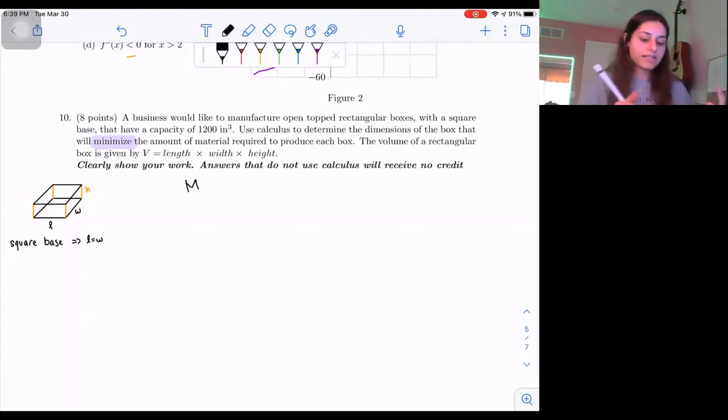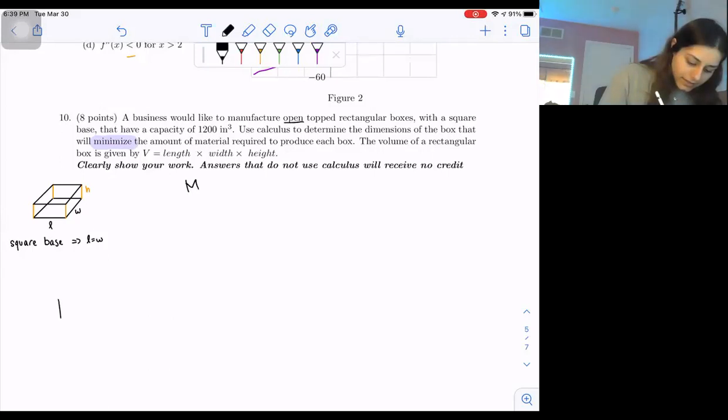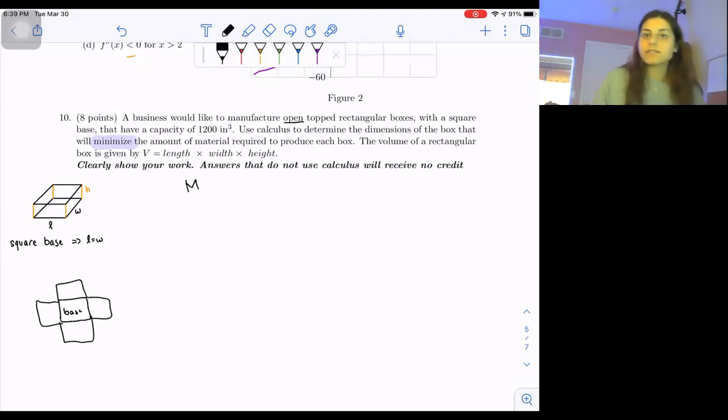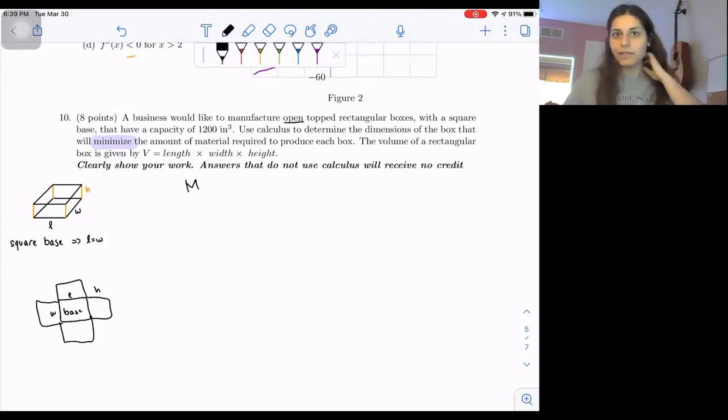Okay, and then remember this is an open box, an open-topped box. So we're not worried about the top. We just have the base and we have 4 sides. Another way to draw that is like this. This is our base, and then we have 1, 2, 3, 4 sides, just like if you opened up a box. And then these sides are H, and these are W and L. And again, W is equal to L.